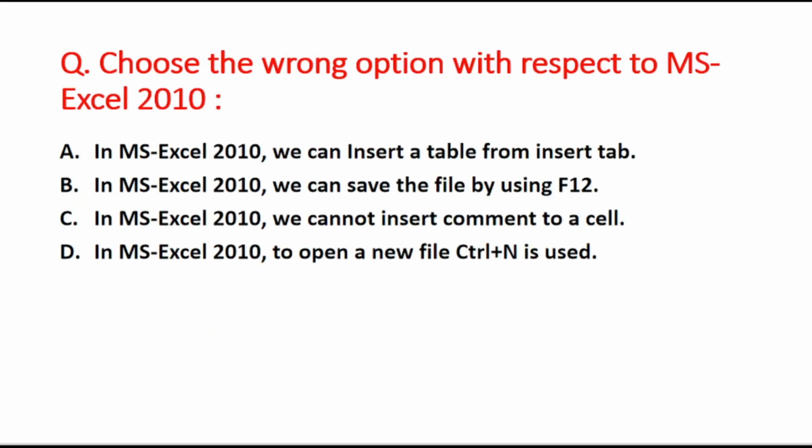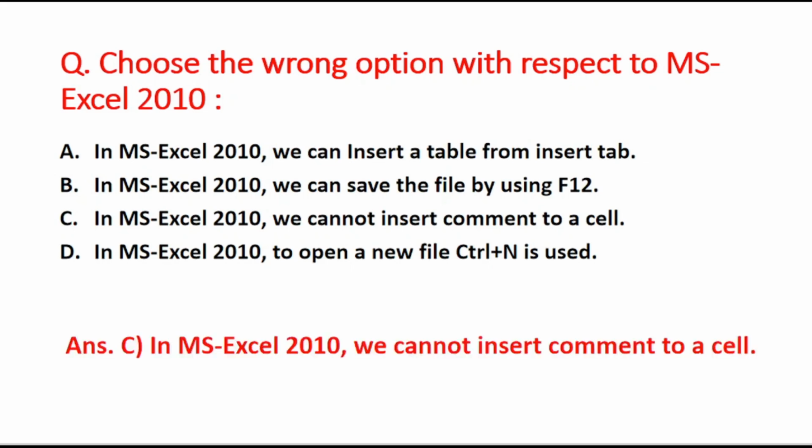Next question is, choose the wrong option with respect to MS Excel 2010. A option is, in MS Excel 2010, we can insert a table from Insert tab. B option is, in MS Excel, we can save the file by using the F12 function key. C option is, in MS Excel 2010, we cannot insert comment to a cell. And D option is, in MS Excel 2010, to open a new file, the shortcut key used is Ctrl plus N. So which one is the wrong option? So option C is the right answer, that is, in MS Excel 2010, we cannot insert a comment to a cell. जबकि हम किसी भी सेल में कमेंट ऐड कर सकते हैं. So that's why this C option is wrong.